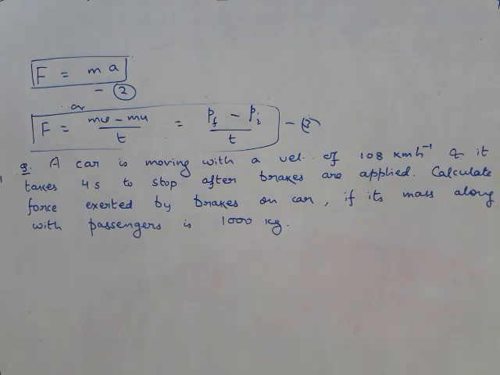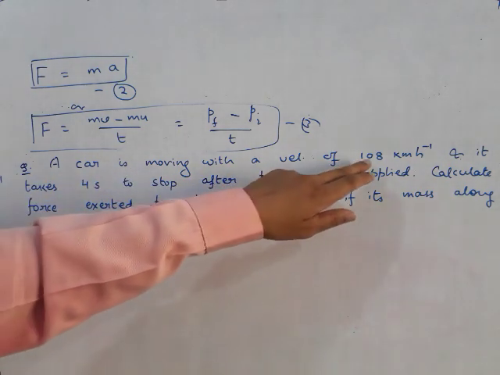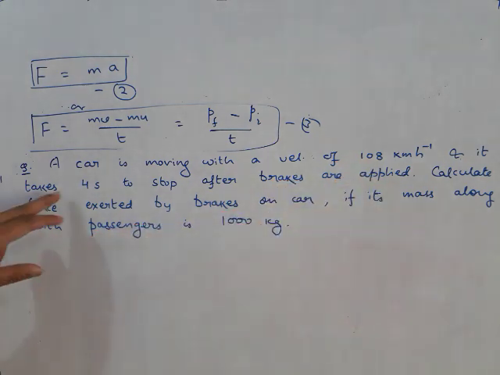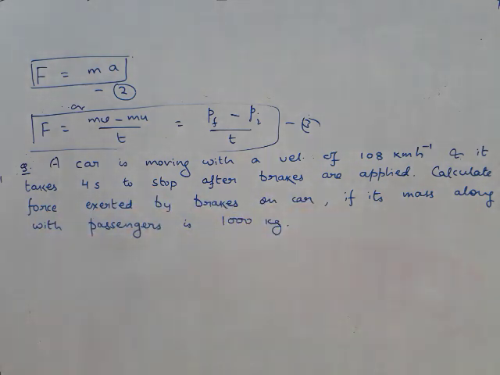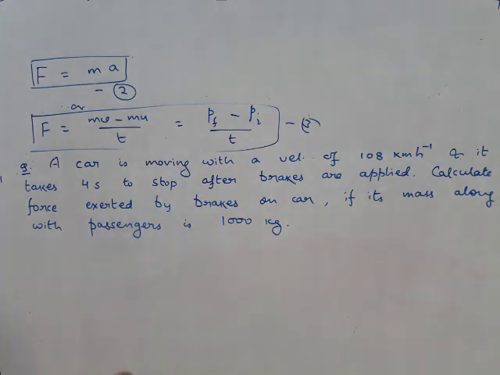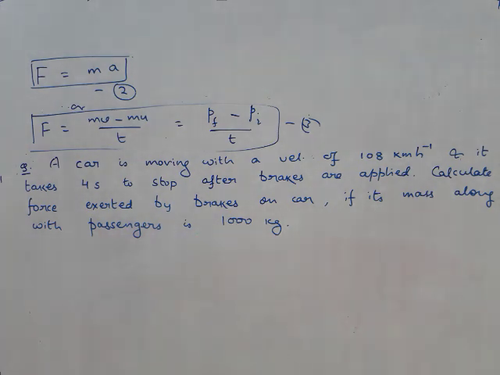Let's do a simple question based on Newton's second law of motion. This question reads like this: a car is moving with a velocity of 108 kilometers per hour. So this is the initial velocity. It takes 4 seconds to stop after applying the brakes. Calculate the force exerted by the brakes on the car if the mass of the car along with passengers is 1000 kilogram.